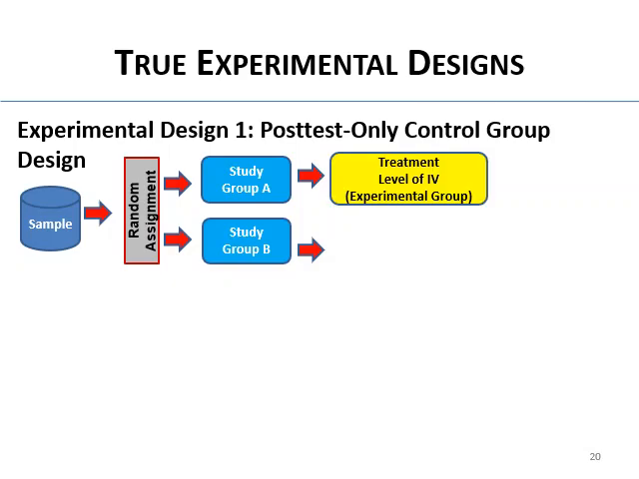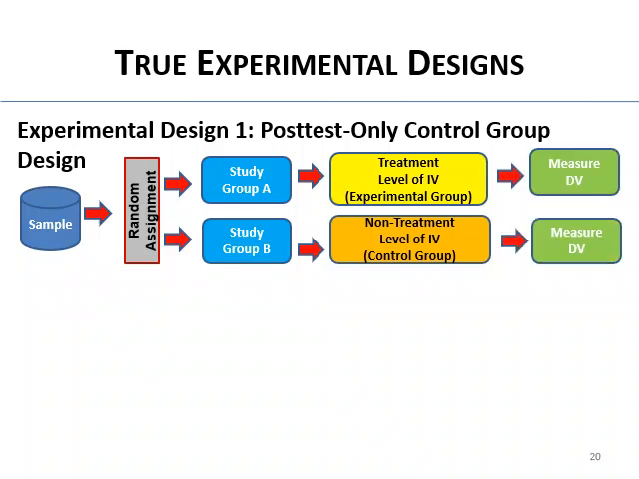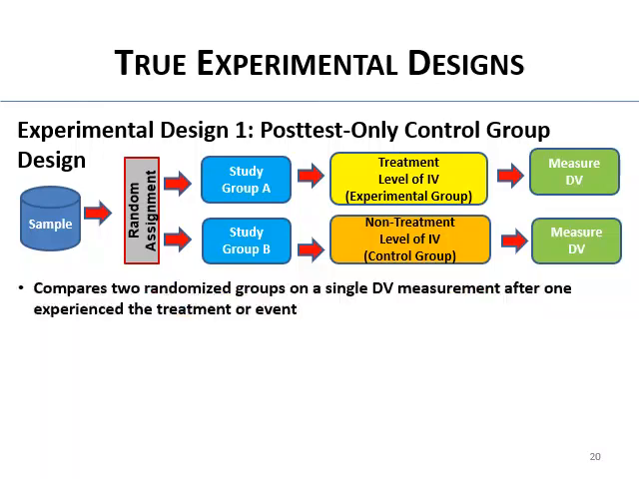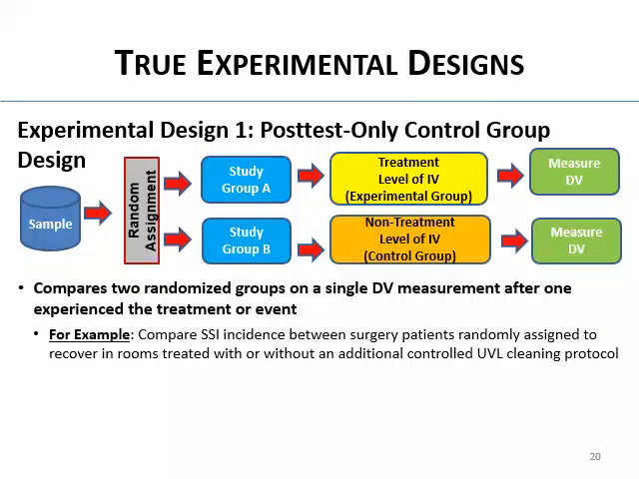One group gets the treatment, the experimental group. The other group does not. They're a control group. You measure them afterwards. So you have post only, and you have one group that's a control group and one group that is the experimental group. So it compares two randomized groups on a single DV measurement after one has experienced the treatment or event. So for example, back to surgical site infection incidents, you can compare between surgery patients who are randomly assigned to recovery rooms that are treated with or without the additional controlled ultraviolet light cleaning protocol.